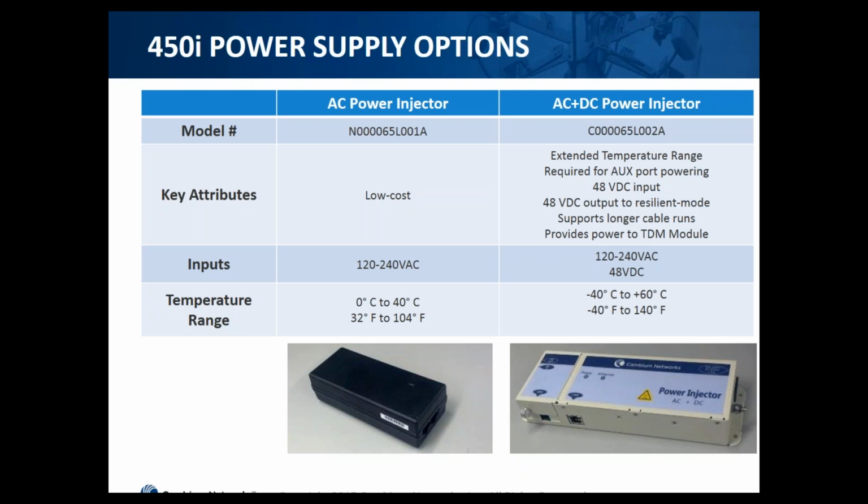And we have the AC/DC, which is the more ruggedized solution. It operates from -40 to +60, so it has an extended mode of operation. Also, it supports a longer cable, especially if you have a really tall tower that you want to get it onto, and also provides power for TDM module if you want to use it in that way.